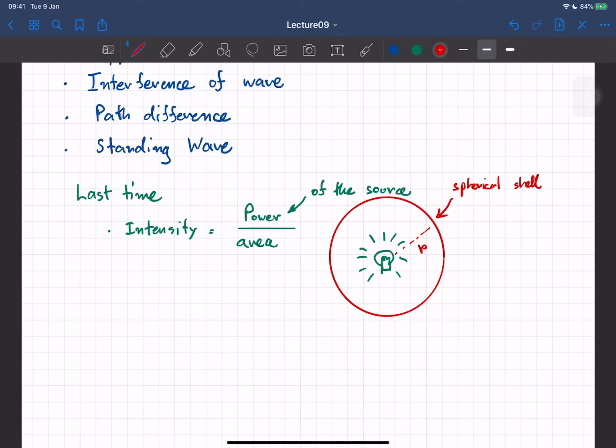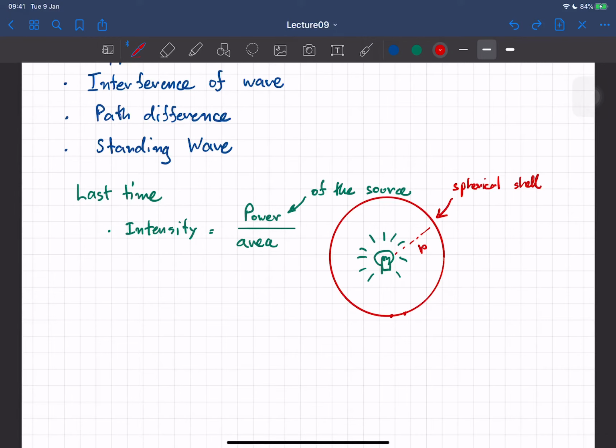And the reason why we like to use this spherical area is because it's the same distance from any point of the surface to the source. So it's r here. This is also r, right? So we are sure that the wave amplitude at every point on the surface, no matter where you are, is going to be the same.